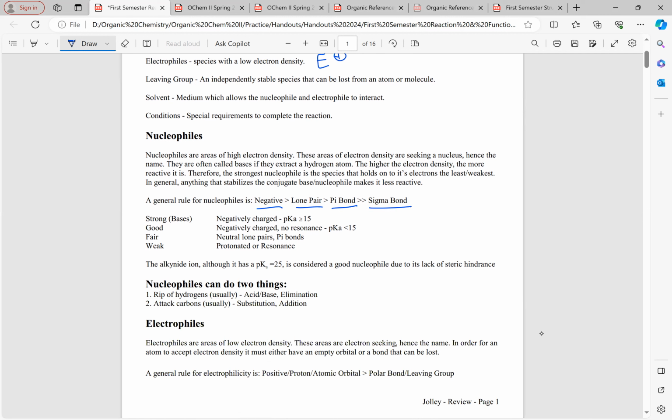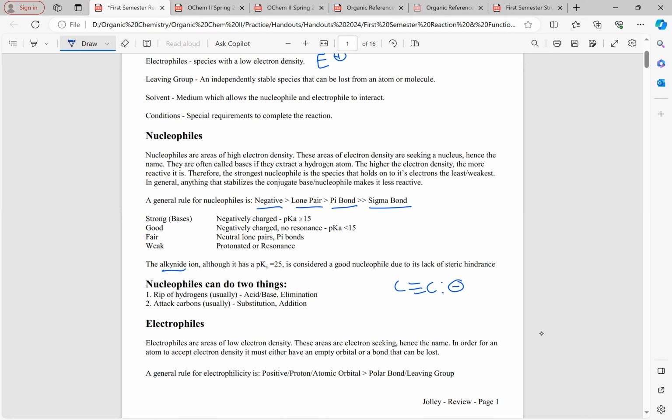If it's negatively charged and it has a pKa of greater than or equal to 15, remember that's a strong base and that likes to do elimination. And then the good ones are negatively charged with no resonance, and the fair and the weak. And do not forget the alkynide ion is an amazing nucleophile because it has no steric hindrance.